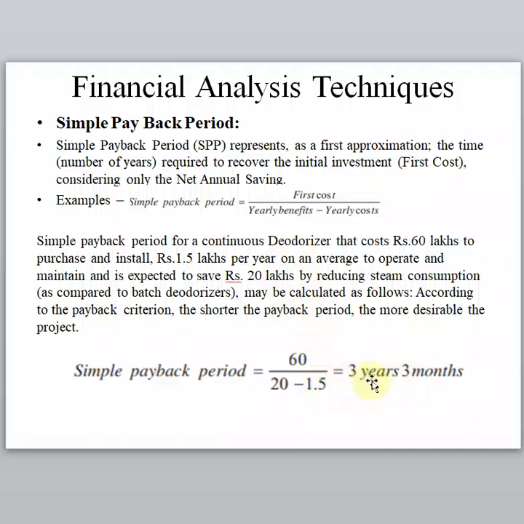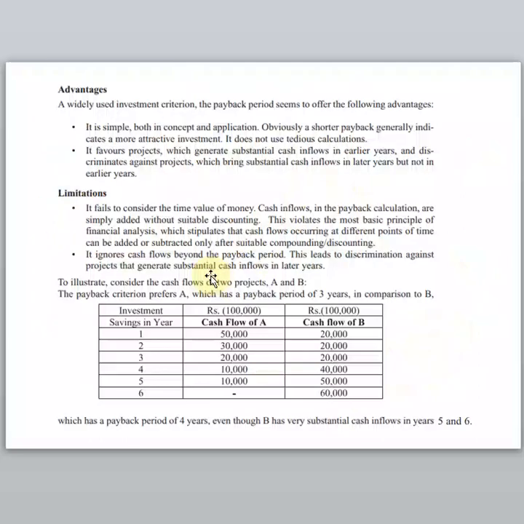So it will be quite 3.24 something. So you can round it off to 3 years and 3 months. This is nothing but the simple payback period. Now we are going to see the advantages of this simple payback period.